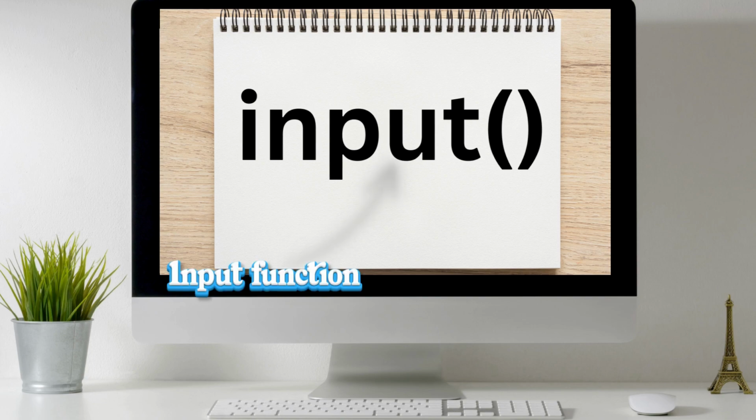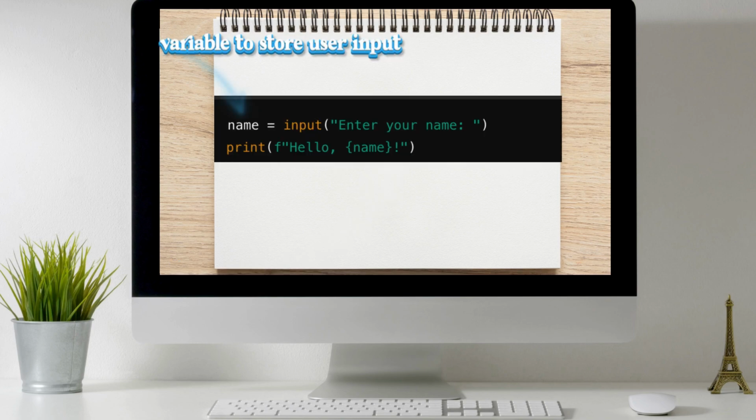In Python, we use the input function to ask the user for input. As a parameter, we input the text we want to display to the user. Once the user presses enter, the input value is returned. We typically store user input in a variable so that we can use the information in our program.